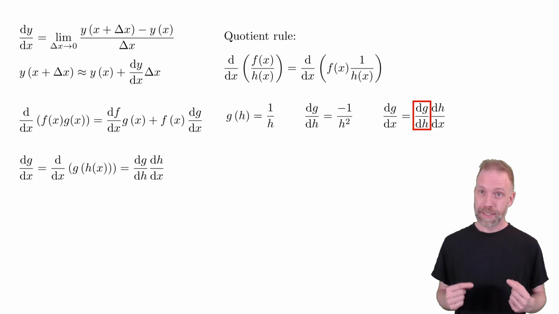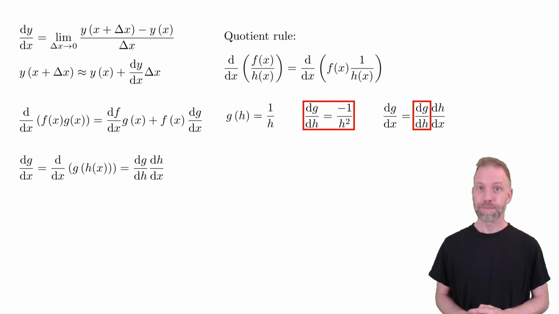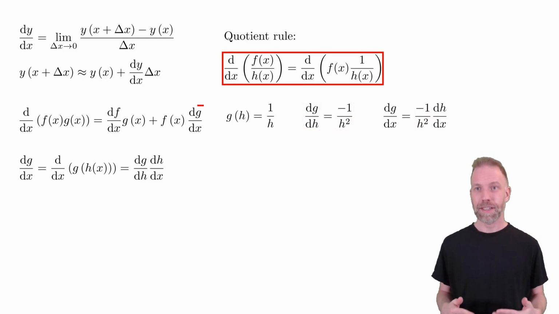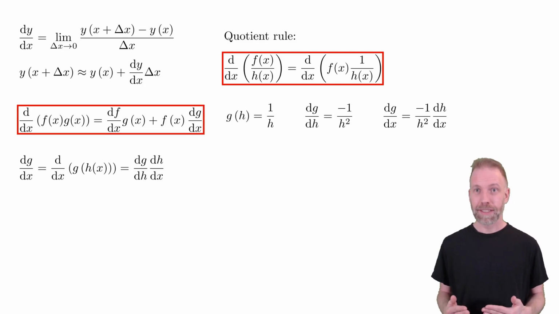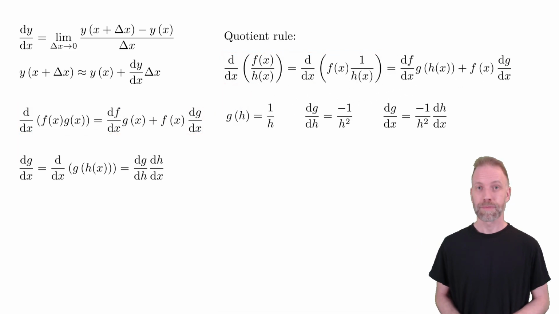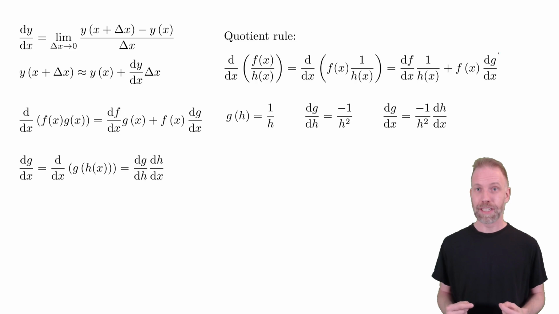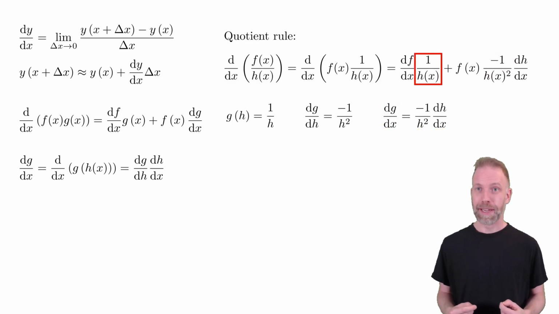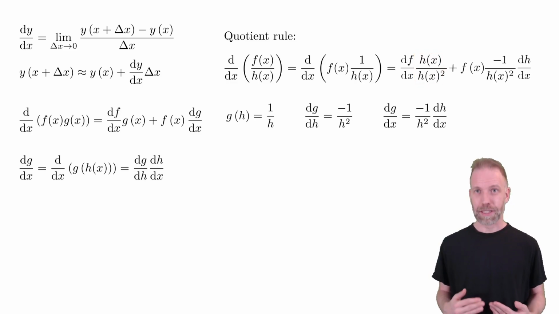Insert expression for dg dh. Next, we can notice that our expression is the derivative of f of x multiplied by g of x, and we can use the product rule. Insert expression for g of h. And insert expression for dg dx. Here it's common to multiply and divide by h. And then write the expression with a common denominator.